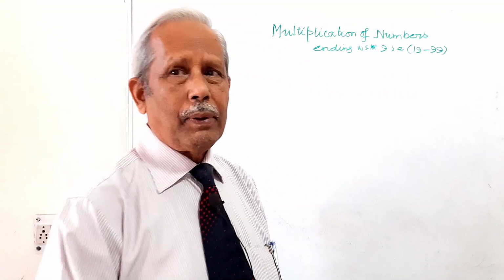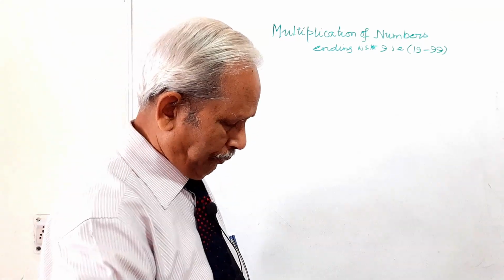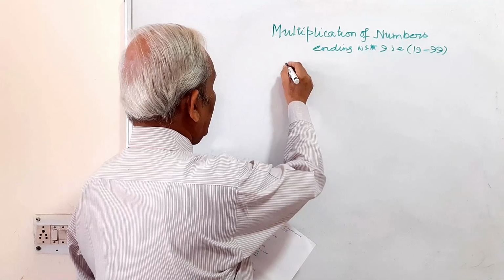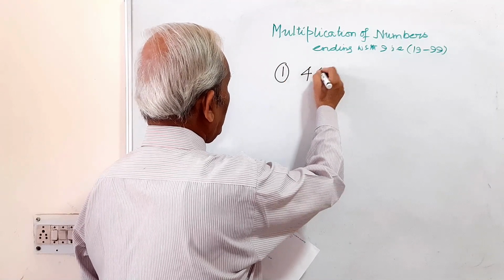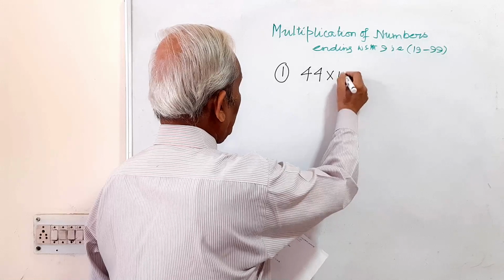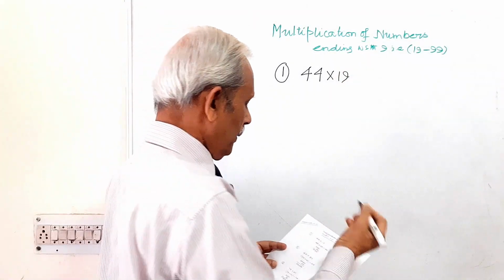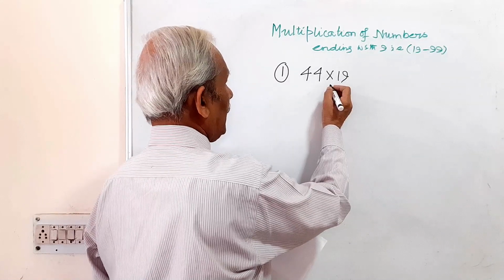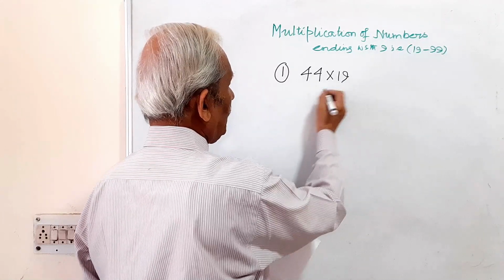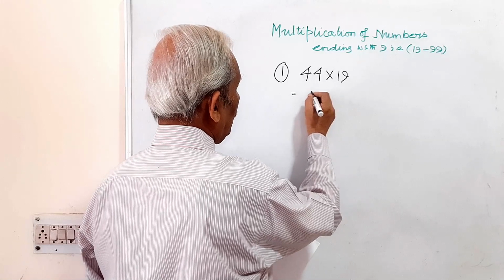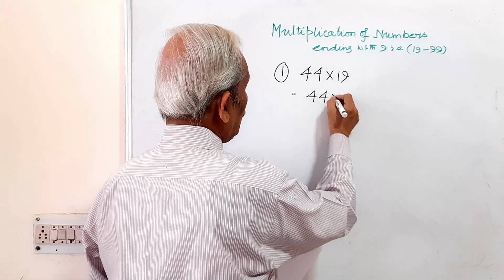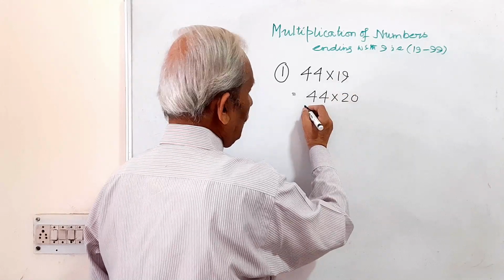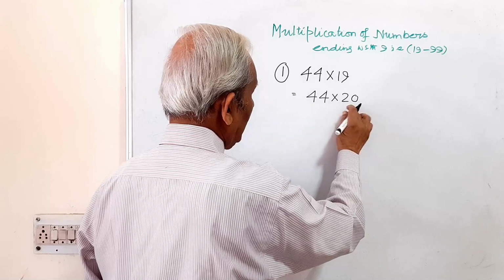Let us start with an example. The first question: 44 into 19. Now when you multiply any number which is ending with 9, we can write this 44 into 19 as 44 into 20. Rather than multiplying with 19, which is a bigger process, we can always multiply with 20 easily.